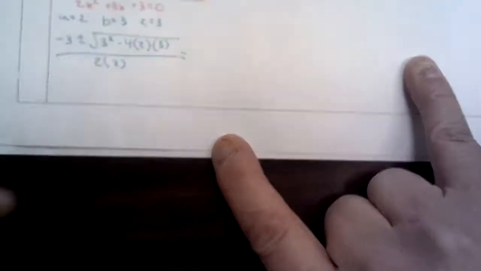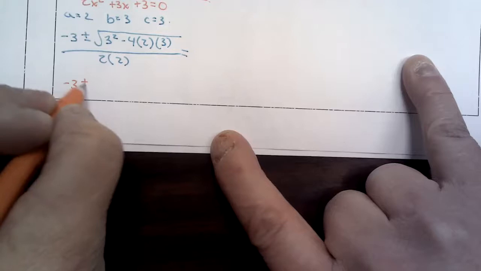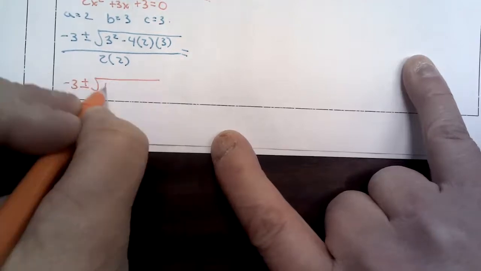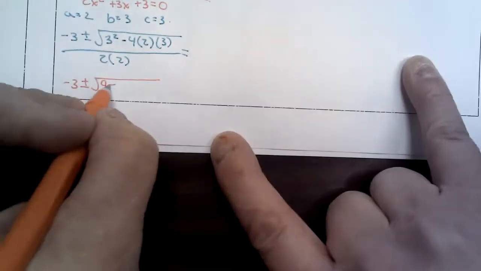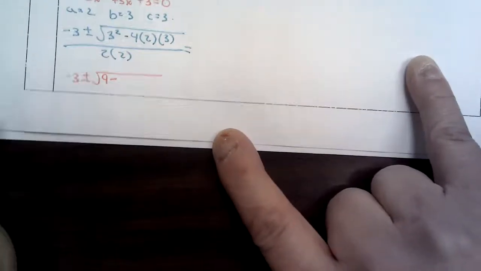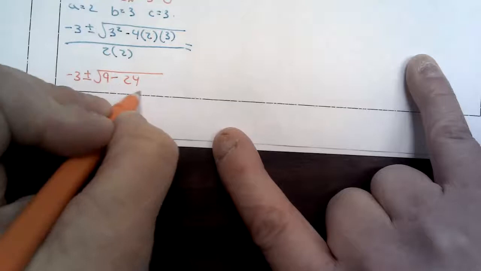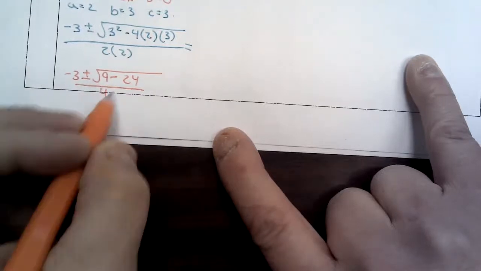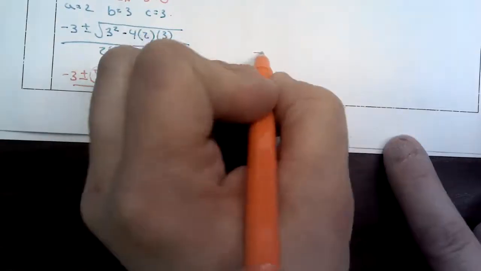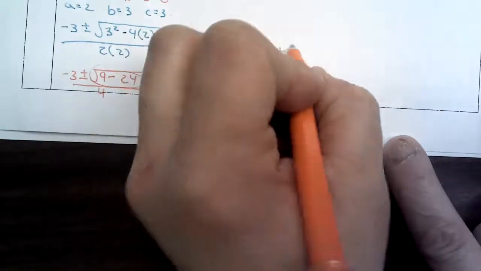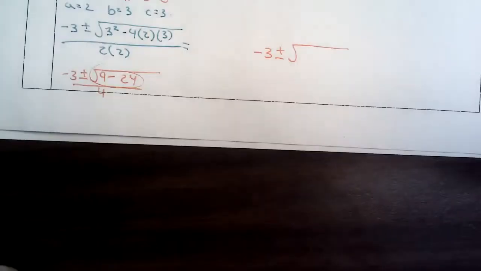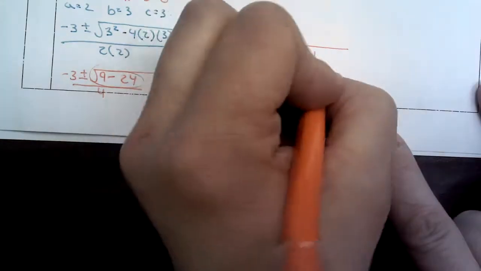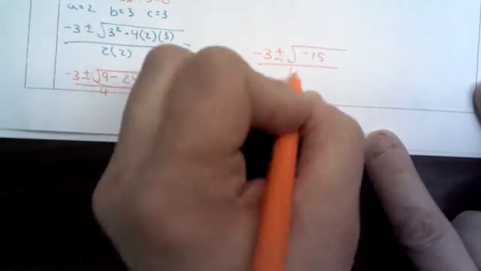So I'm going to work the inside first. I'm going to have -3 plus or minus the square root of 9 minus 4 times 2 is 8, times 3 is 24, all over 4. I'm still working the inside. So I have -3 plus or minus the square root of 9 minus 24, which is -15, all over 4.